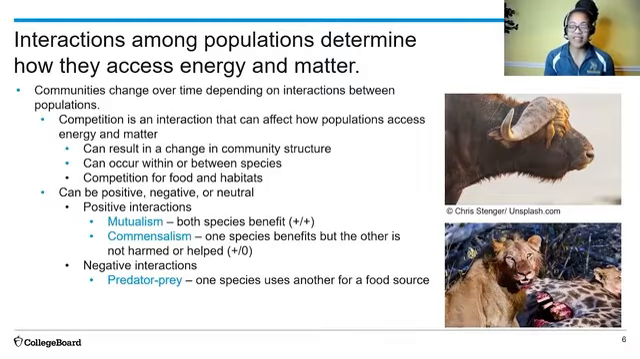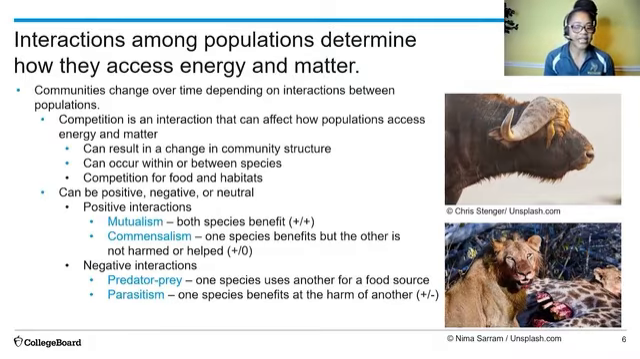So here we have the pride of lions eating, unfortunately, a giraffe, and that would be considered a predator-prey relationship. We also have a negative interaction called parasitism, in which one species benefits at the harm of another. While the intention is not for the parasite to kill its host, they do have a negative impact. Depending upon the intensity of that impact, it can eventually possibly kill the host.